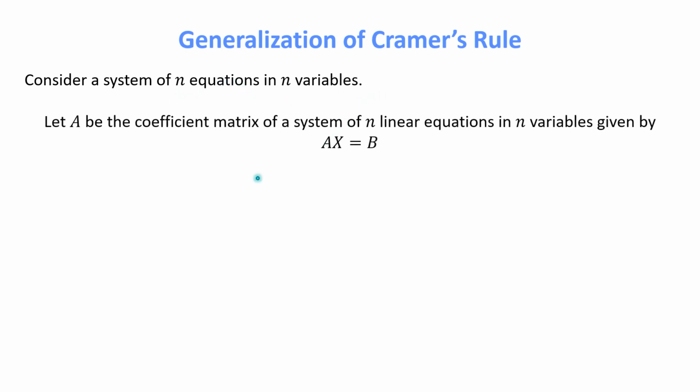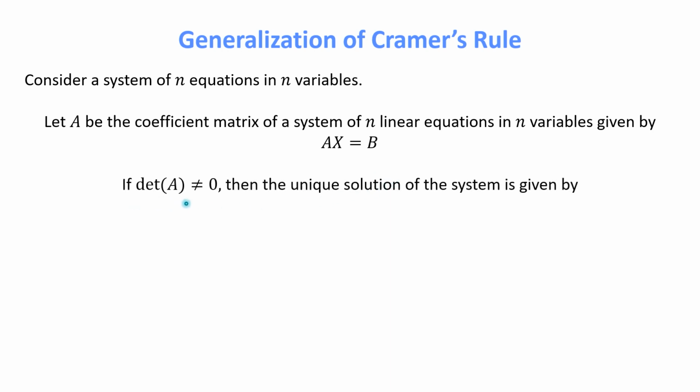Generalization of Cramer's rule. We will consider a system of n equations in n variables. We let A be the coefficient matrix of a system of n linear equations in n variables given by the matrix equation AX equals B. A is the system's coefficient matrix. It is an n by n matrix. X is a column vector containing the variables. And B is the column vector containing the constant terms. So in the 2x2 case, X contained the variables x and y, so big X that is, and the column vector B contained the constant terms e and f.